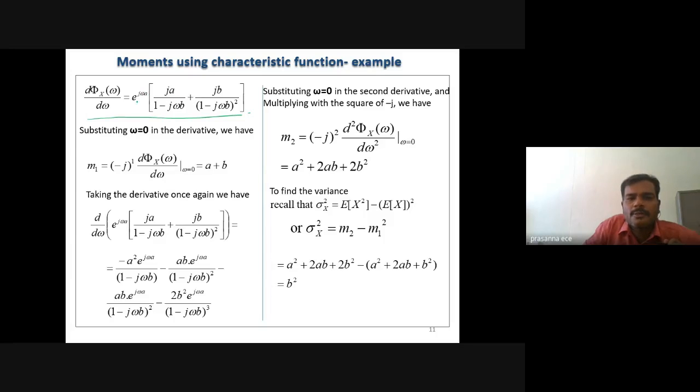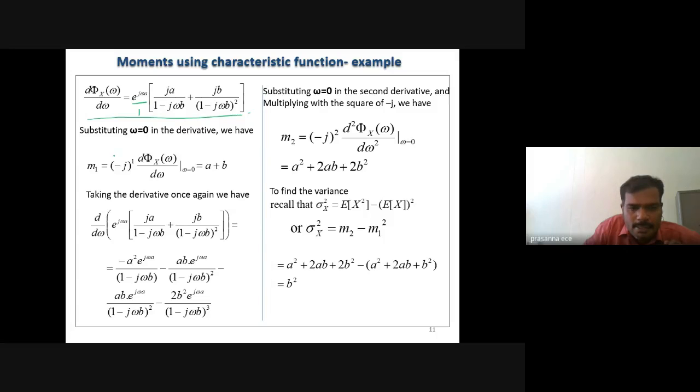Here you put 0, this becomes 1. Here you put 0, everything goes away. So it is ja divided by 1 into jb divided by 1. We can take j outside. At omega equal to 0, this becomes just a plus b. Here you have 1 minus j omega b the whole square. Here you put 0, this entire term goes away. So you have minus j power 1.